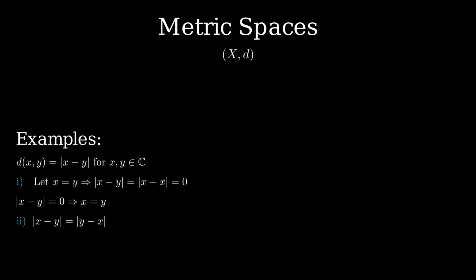Symmetry. The absolute value of X minus Y is always equal to the absolute value of Y minus X, so symmetry holds. Triangle inequality. We know that the distance between X and Z is given by the absolute value of their difference. By adding 0, a common trick in mathematics, we can apply the triangle inequality and complete the proof.